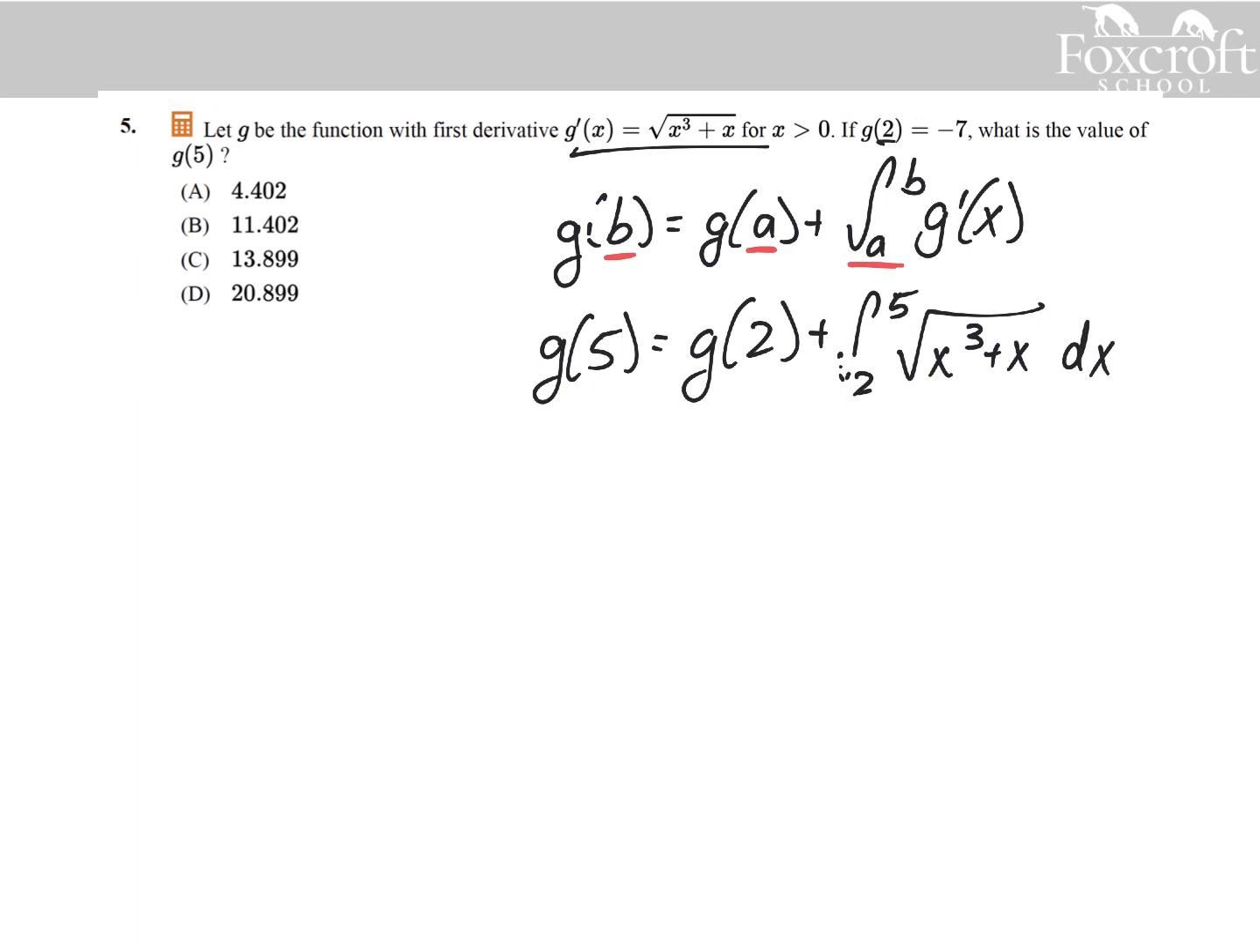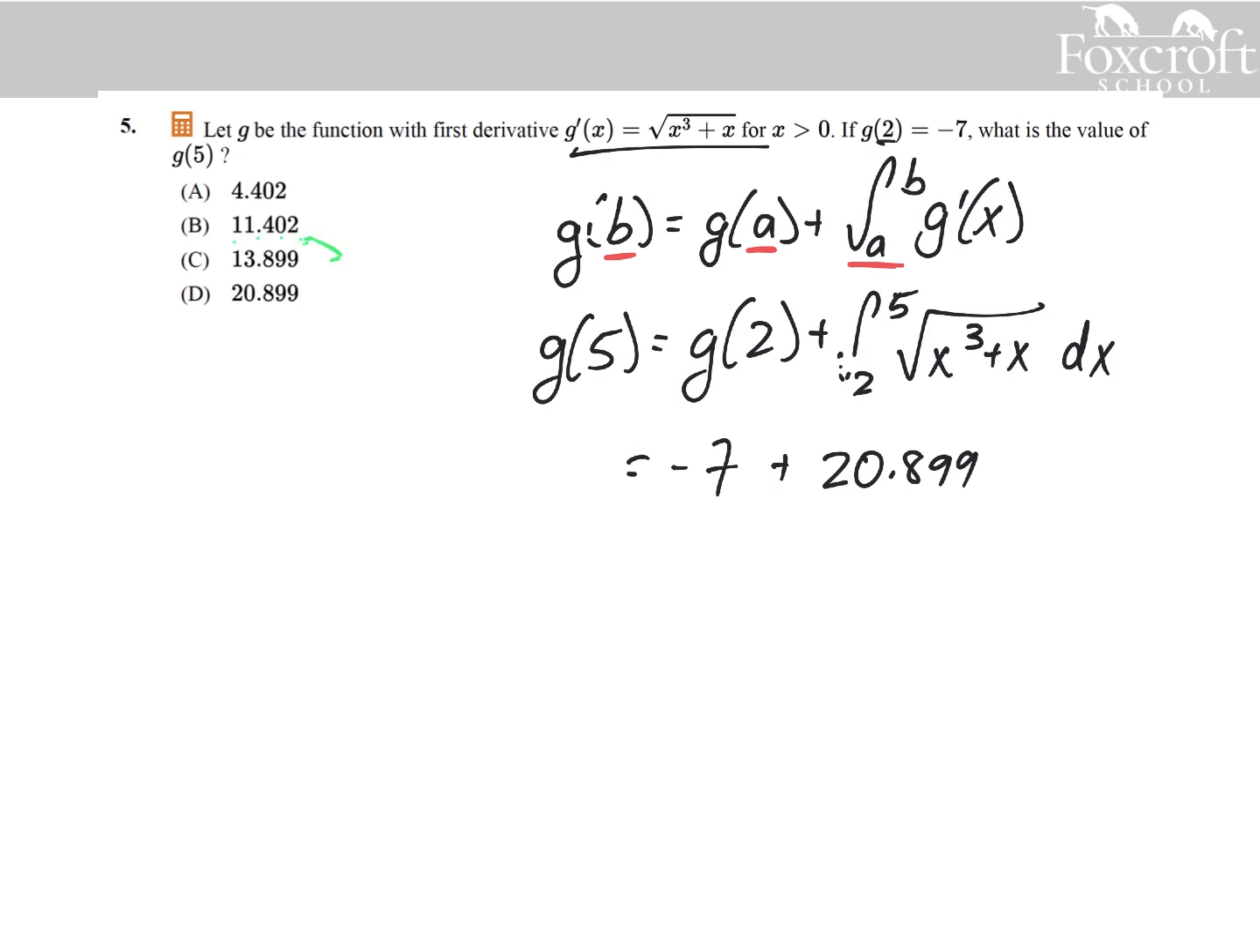All right, g of 2 we know is -7. The integral from 2 to 5 of the square root of x cubed plus x, I'm just putting in a calculator, and I get 20.89. But I need to subtract 7 from that to get my answer, which is 13.899.